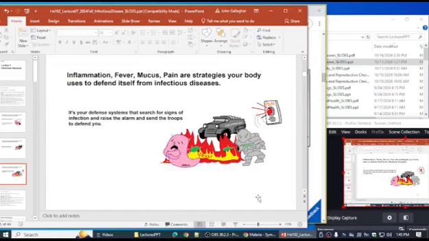Fever is also a body strategy. When you feel fever, what happens is your body is trying to cook the invader. That's really what's happening. Your temperature is supposed to be, anybody know? Anybody have children? You've memorized this number. What is the normal body temperature?